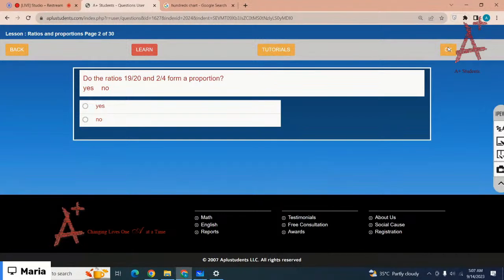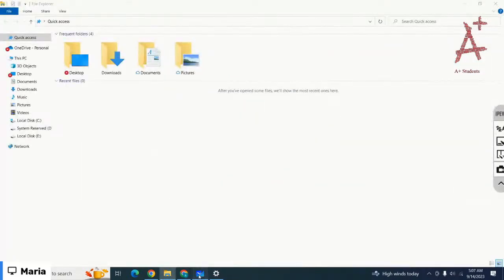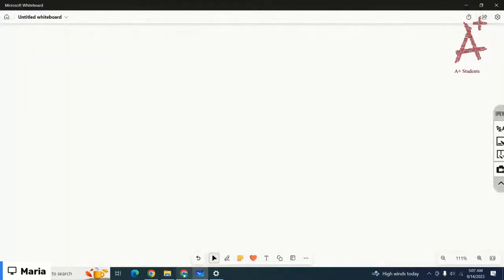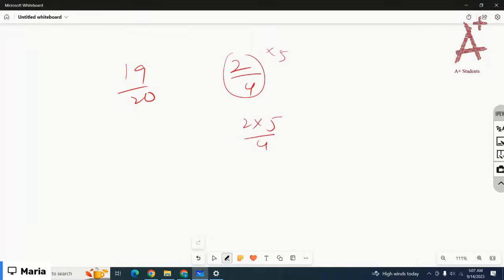Do the ratios 19 by 20 and 2 by 4 form a proportion? I think no, I'm sure no. Let's make their denominators the same. You have to multiply this fraction by 5. That would be 2 times 5 and 4 times 5, which is 10 over 20. Still, they have different numerators.